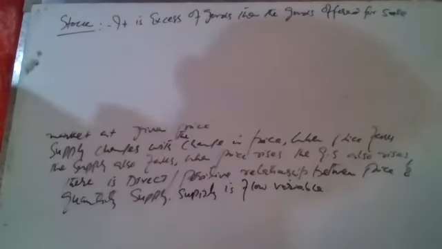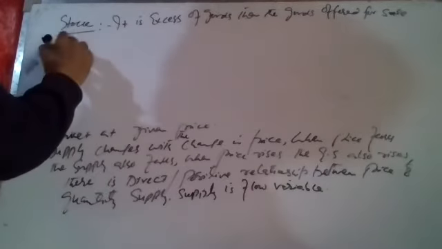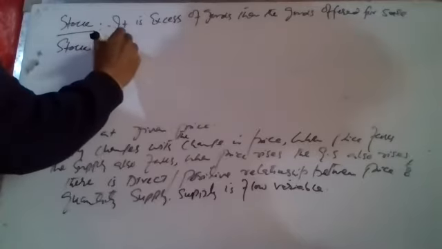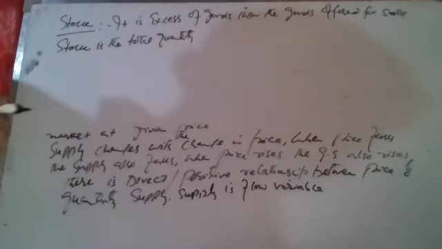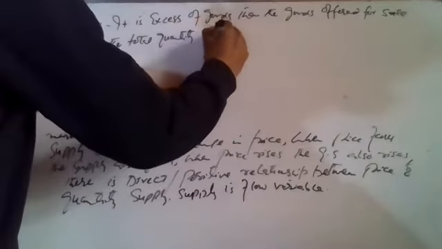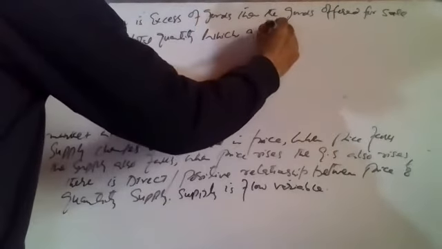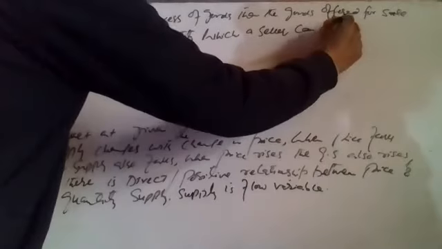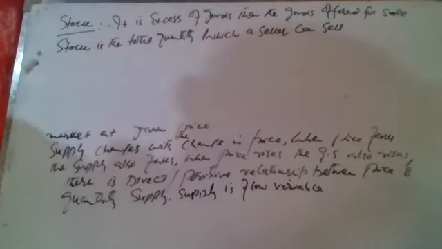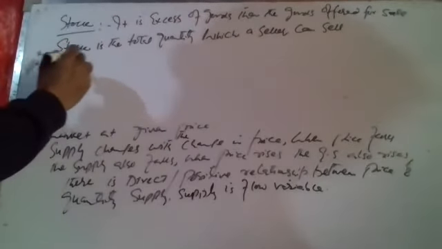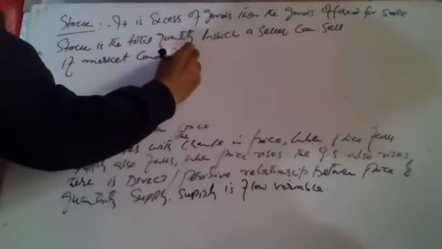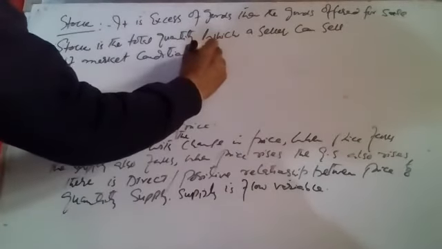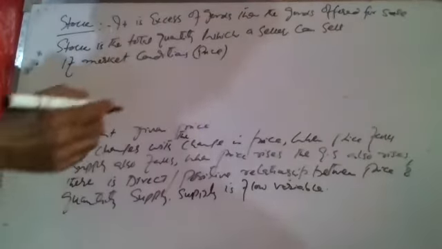Thus, we can say stock is the total quantity which a seller can sell if market conditions, that is price, and the market condition होता है price for the seller are favorable.